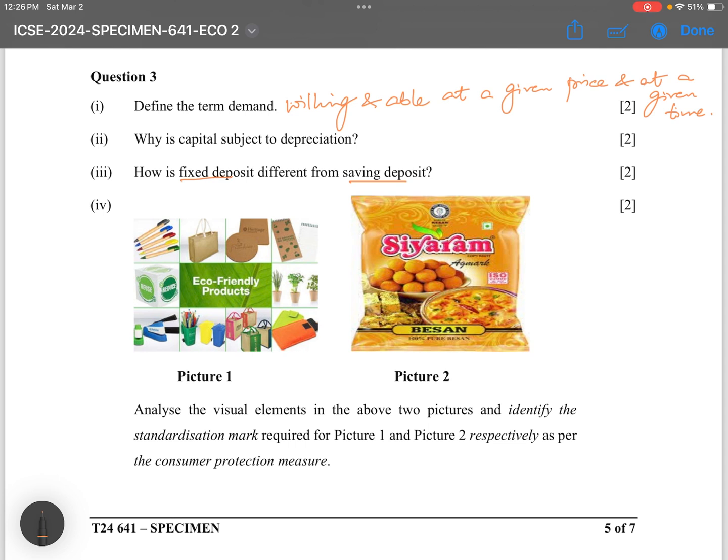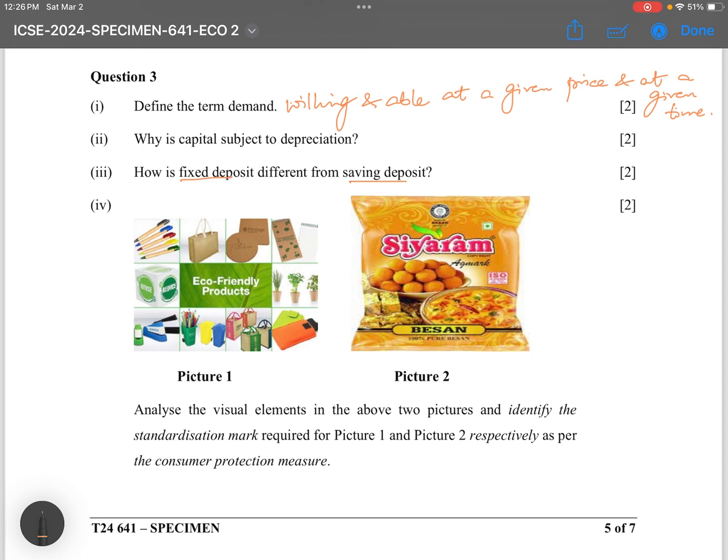And the second important difference you can give is that fixed deposits do not enjoy checkable facility. You cannot write a check against a fixed deposit, but you have a checkable facility against a saving deposit, though there could be some restrictions on the amount you can withdraw at a time.